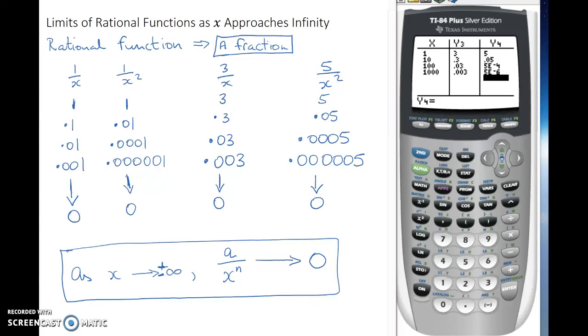So as x gets closer and closer to plus or minus infinity, then a over x to the power of n, where a is any constant and n is any positive constant, that fraction gets closer and closer to 0. As x gets bigger and bigger, in other words, as the bottom of the fraction gets bigger and bigger, the value of the fraction itself gets closer to 0.